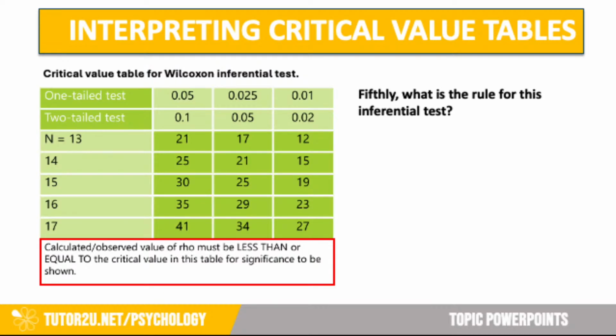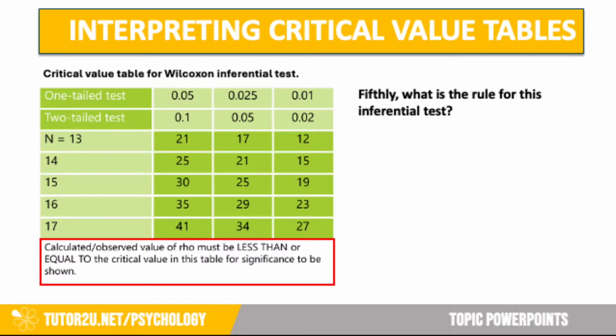Then, when you've got your critical value, you'll have your calculated value or your observed value already. That will have been given to you in the question. And then you need to compare them. You need to look at what is the rule for this particular inferential test. And that's the bit underneath.